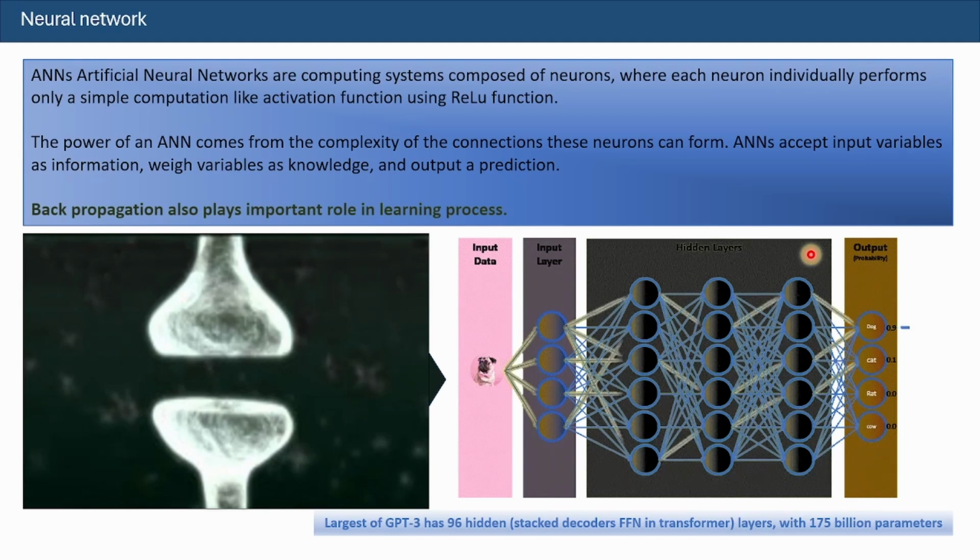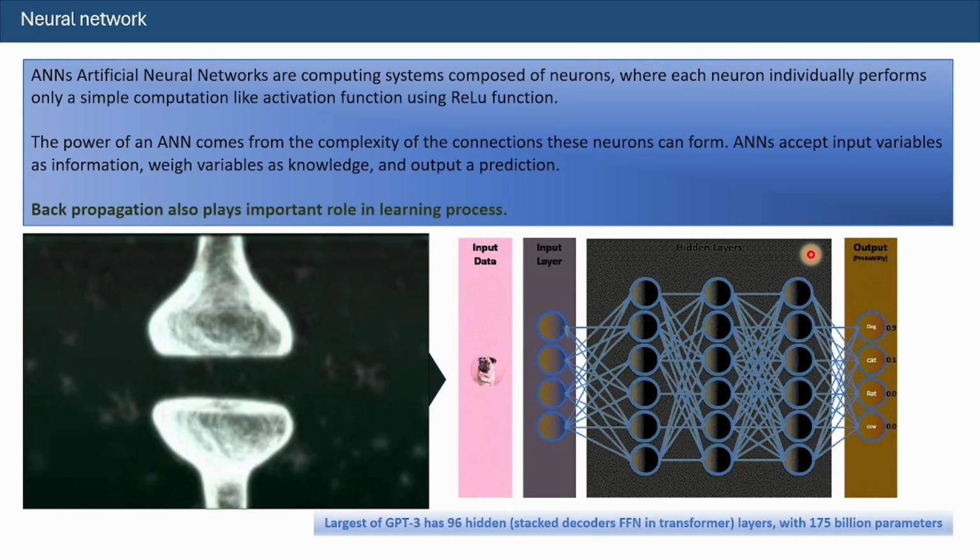Backpropagation works like this. First, the network makes a prediction, then it compares that prediction with the correct answer and calculates an error. That error is then sent backward through the network layer by layer. Based on this error, the weights are slightly adjusted so that the next prediction becomes better. This cycle, predict, measure error, adjust weights, happens millions or billions of times during training. Over time, the network becomes extremely good at recognizing patterns.